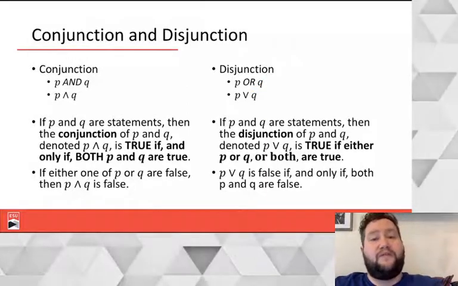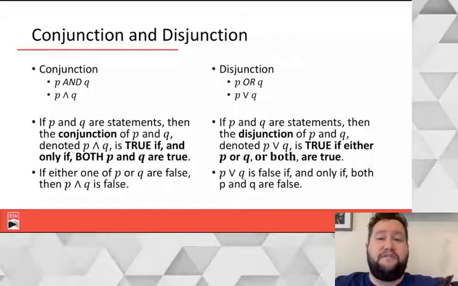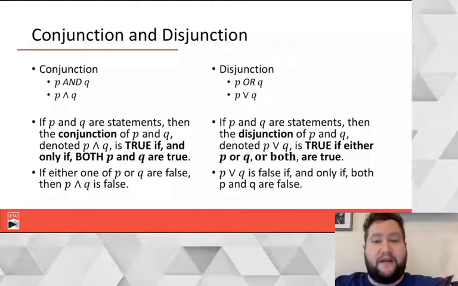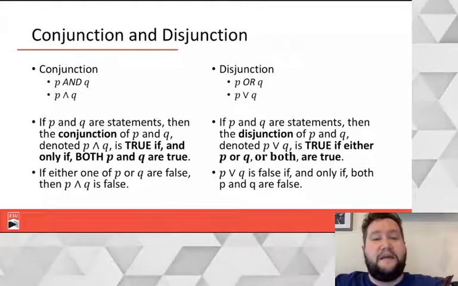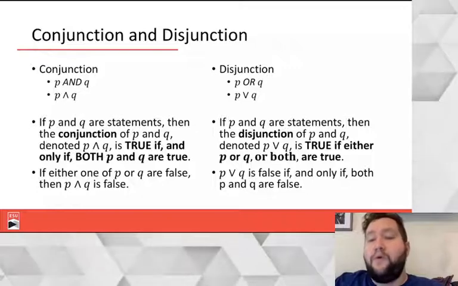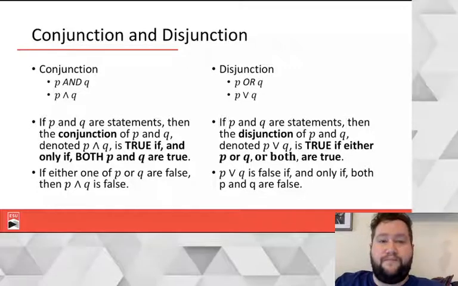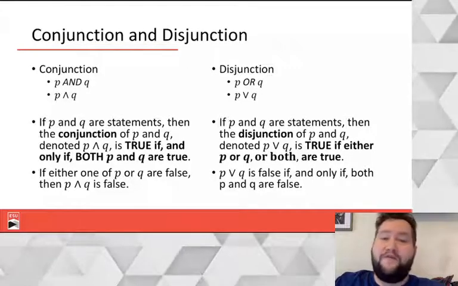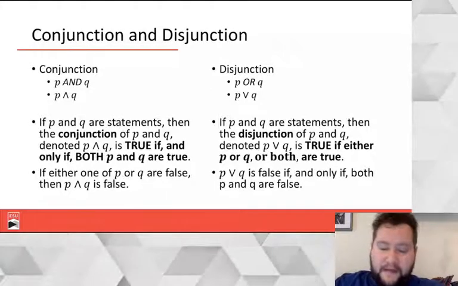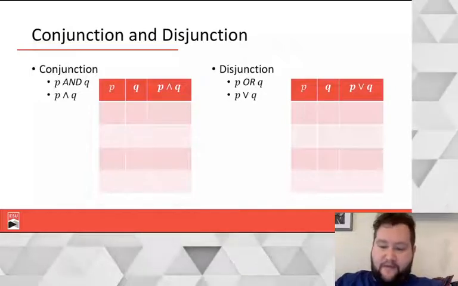If P and Q are both statements, then their disjunction, denoted P and then an upside down caret, or almost a V, P or Q, is true if either P or Q or both are true. And P or Q is false if and only if both of them are false. And so let me summarize this in table format.